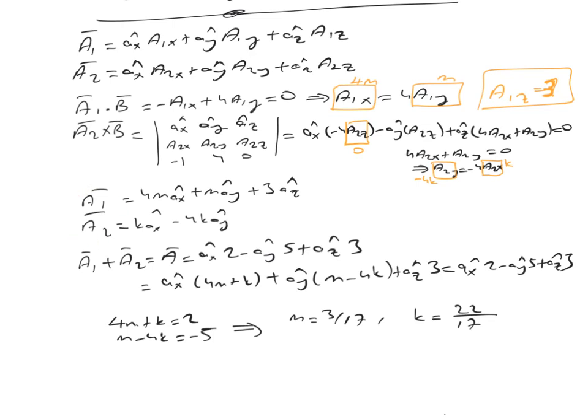So vector A1 is equal to, and vector A2 is equal to. So we are finished with this example.